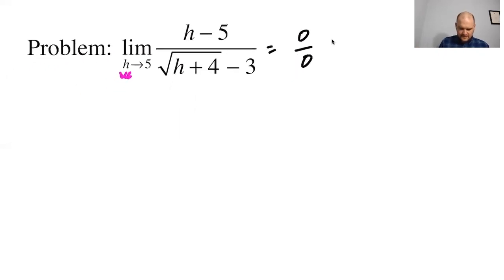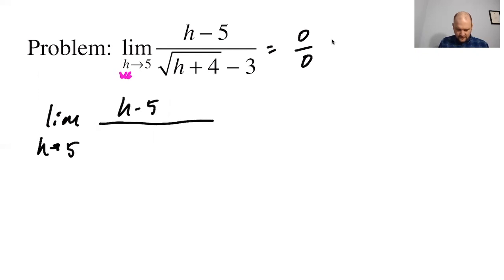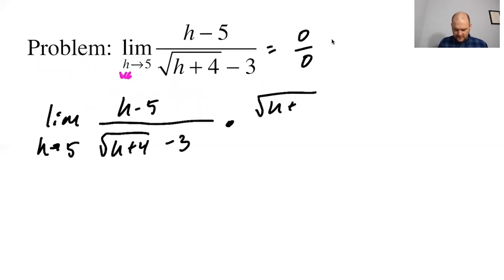So what I'll do is the limit as h goes to 5 of h minus 5 over radical h plus 4 minus 3, and then we're going to multiply by radical h plus 4 plus 3. So the only plus or minus that you change is between the radical thing and the other thing. You don't change anything inside of a radical. So it's still h plus 4 and then plus 3, over radical h plus 4 plus 3.